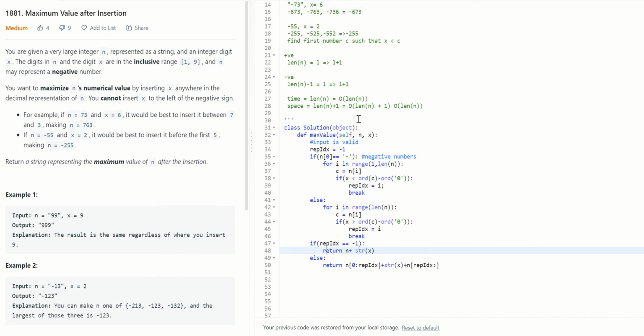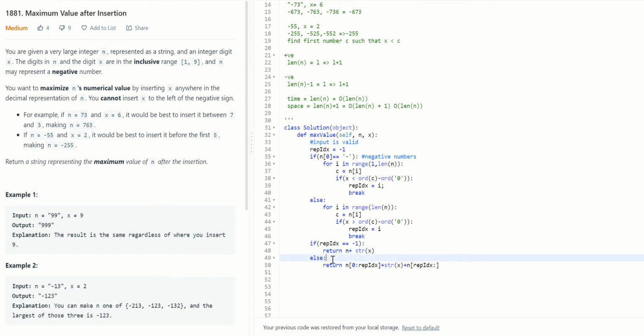Otherwise, what we are doing is splitting. We are going to get the first part until the repetition index, put x in between, and put the rest of the stuff from the end. That will be the result, right?